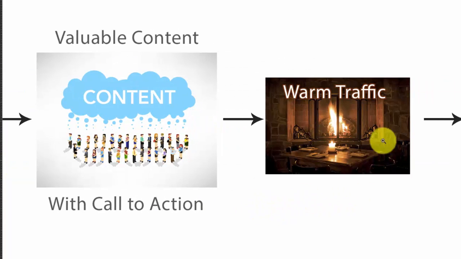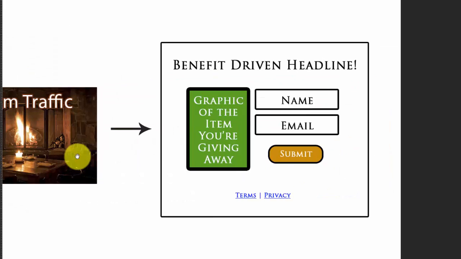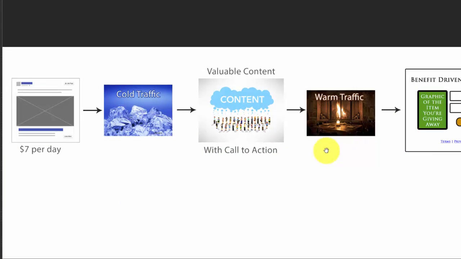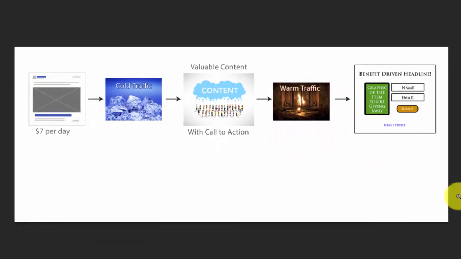So at this point, these people are now warm. They have been warmed up, and that's when you send them over to your capture page. Hey, put in your name and email address, and I will send you your free whatever that thing is. Some people will take you up on this right away. Other people will not. But for the people that do not, this is where your other $3 a day comes in. So here's what the first $7 looks like. The remaining $3 is going to look like this.